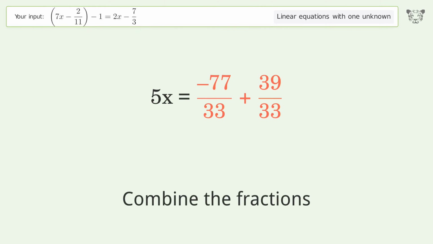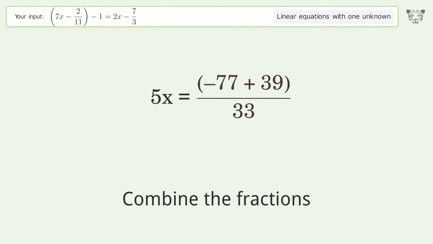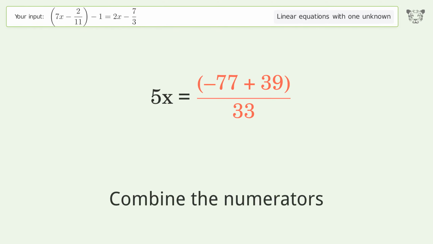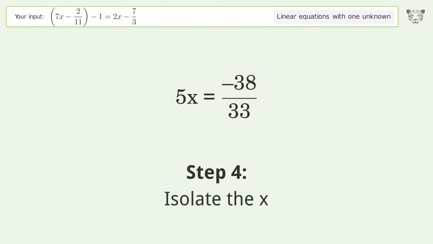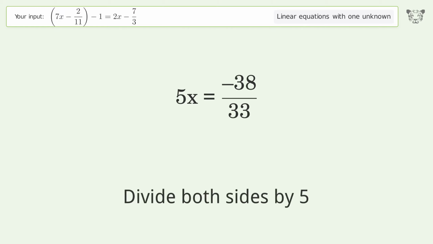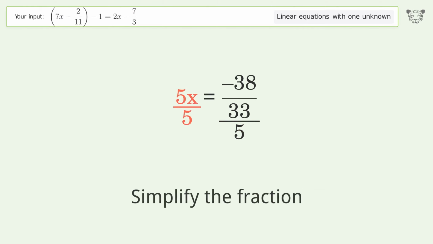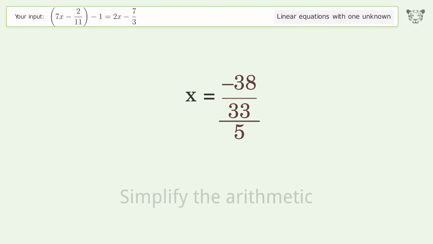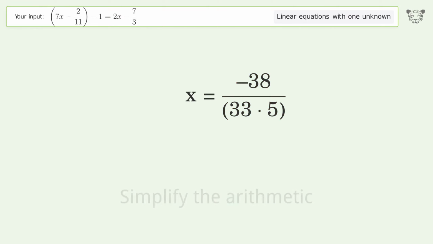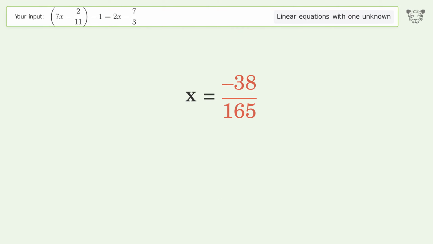Combine the fractions. Combine the numerators. Isolate the x. Divide both sides by 5. Simplify the fraction. Simplify the arithmetic. And so the final result is x equals -38/165.